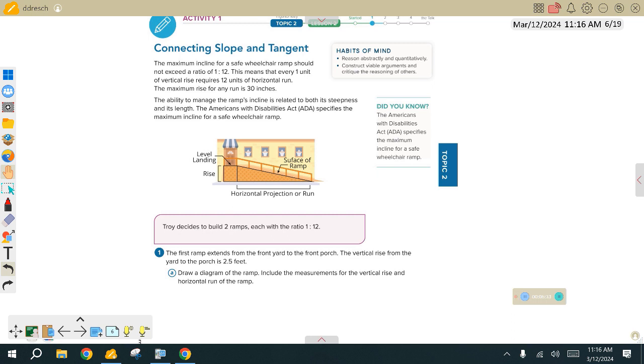There are certain codes out there, and one code here is based off the ADA, the Americans with Disabilities Act. It says for this wheelchair ramp, a safe wheelchair ramp should not exceed a maximum incline ratio of 1 to 12. What does that mean? It means that for every 1 unit of vertical rise, it requires 12 units of horizontal run. Where have we talked about that before? Slope. That's our slope, isn't it? All that math that we've talked about before is hiding behind the scenes in those types of areas.